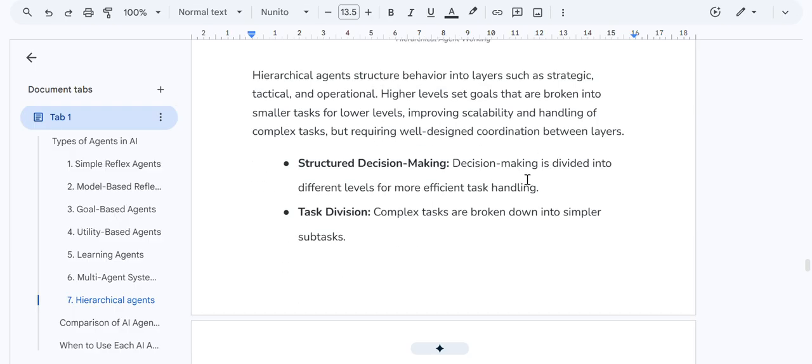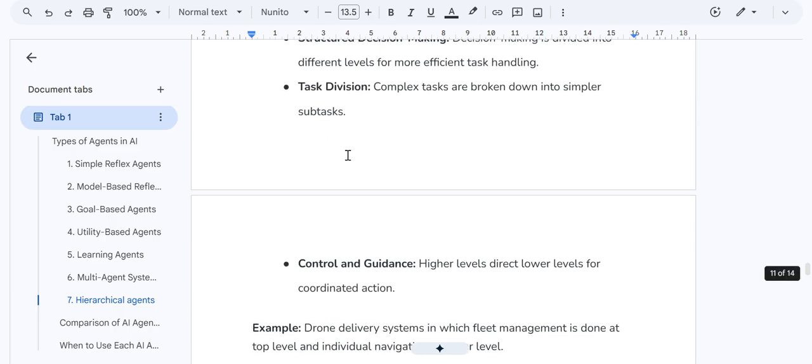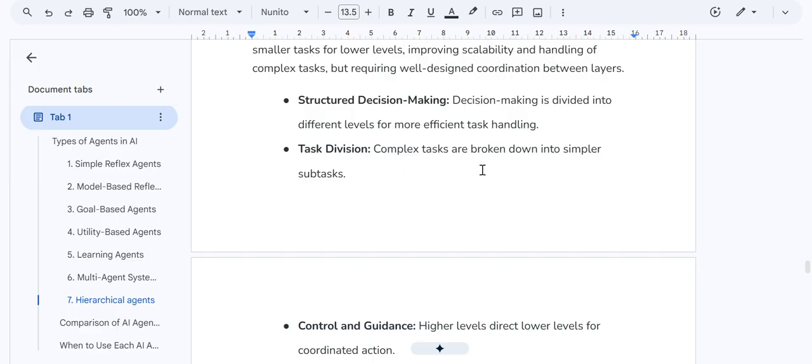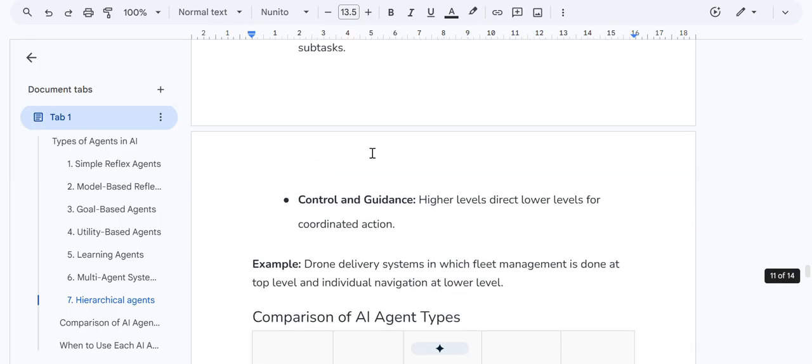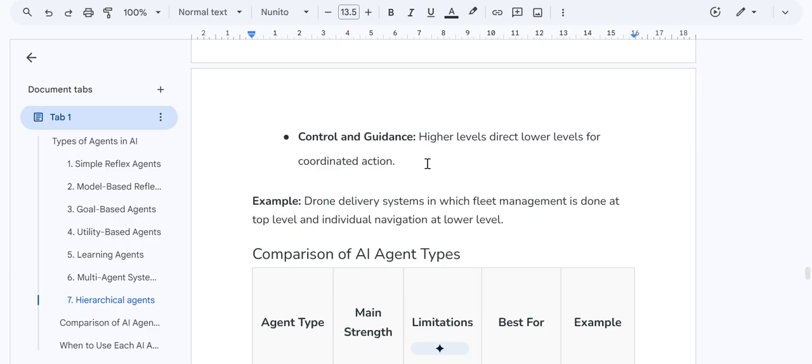Structured decision making: decision making is divided into different levels for more efficient task handling. Task division: complex tasks are broken down into simpler subtasks. Control and guidance: higher levels direct lower levels to coordinate actions.